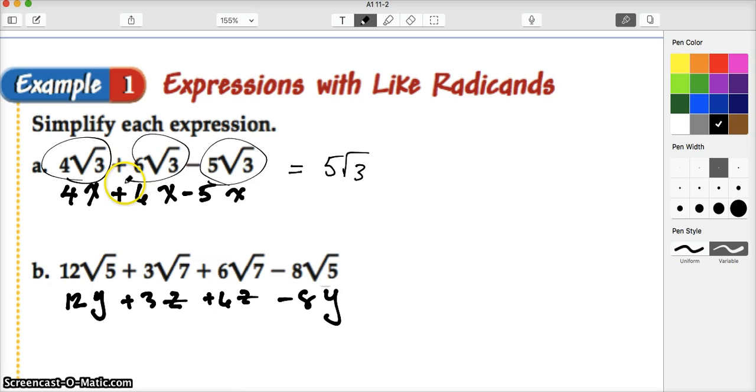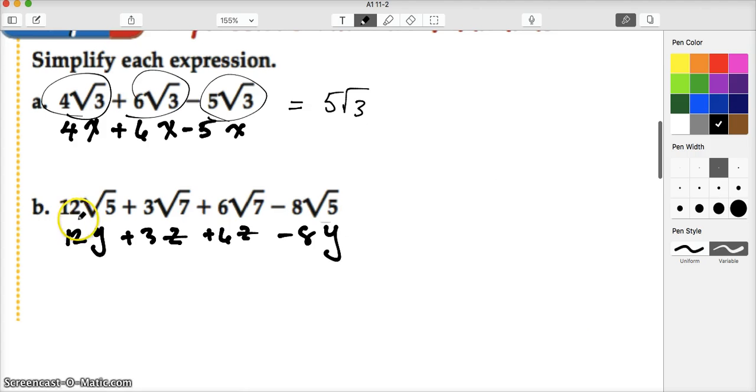Again, I've got 4 root 3's, and then somebody says, hey, here's 6 more root 3's you can have, and then somebody says, can I borrow 5 root 3's? Then altogether, I'd have 5 root 3 left. Same thing here. I've got 12 root 5's, and I've got 3 root 7's, and I've got 6 root 7's, and somebody says, let me borrow 8 root 5's. It's not going to affect my root 7's. It's only going to affect my root 5's. So 12 minus 8 gives me 4 root 5, and everything else stays the same.